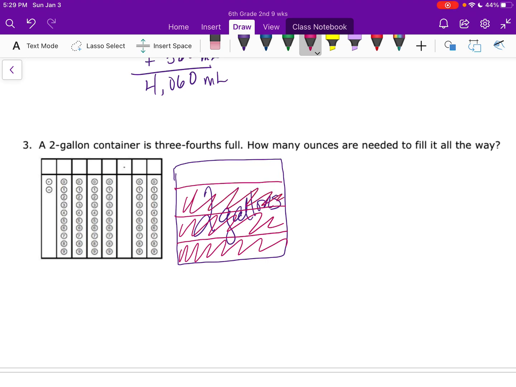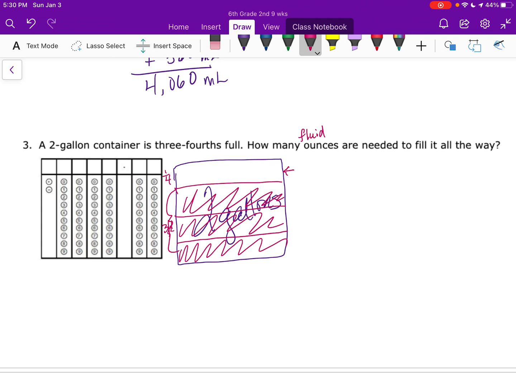It says how many, and this should probably say fluid ounces, are needed to fill it all the way. So we just need this part right here, right? We just need that part right there. So we need 1/4 of the 2 gallons. Because if this is 3/4, right, then this is just 1/4. So how many fluid ounces are in there?